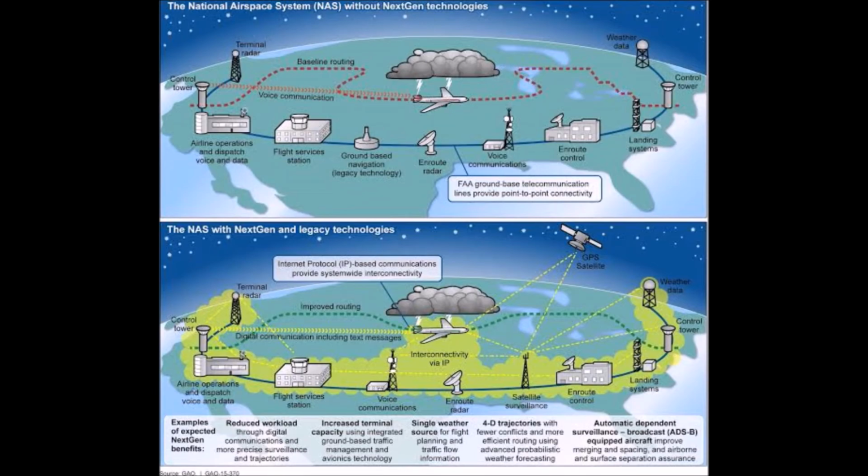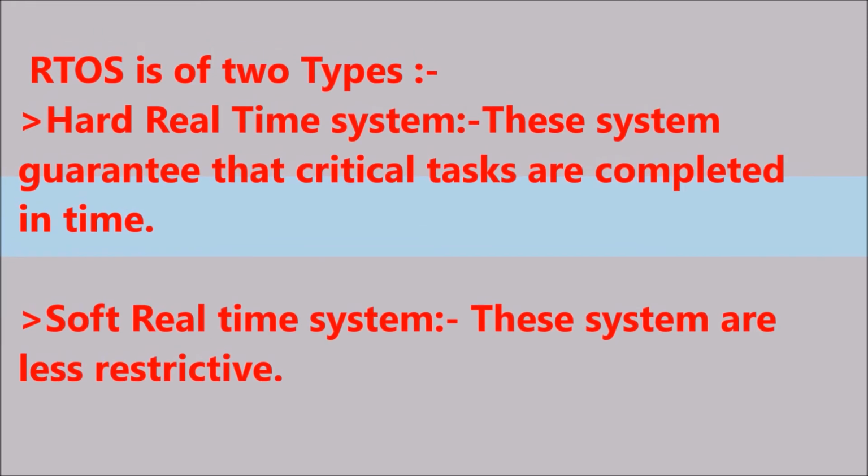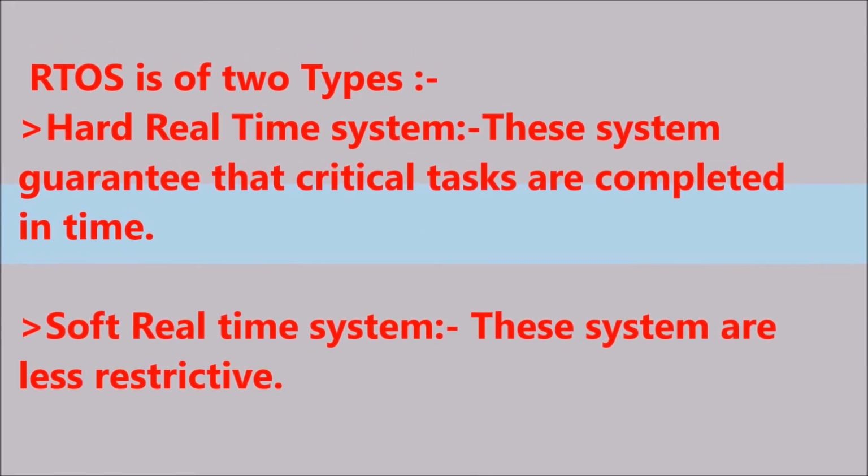RTOS is of two types. Hard real-time system, which means the task has to be performed and completed at a particular given time, so that the task does not fail and other processes can start. Soft real-time system, which means the task can get some delay but must be completed in order to perform another task.